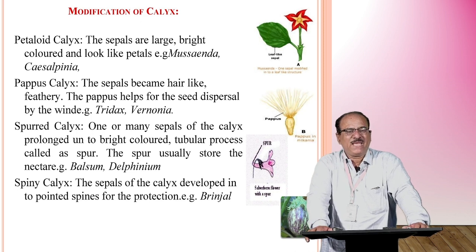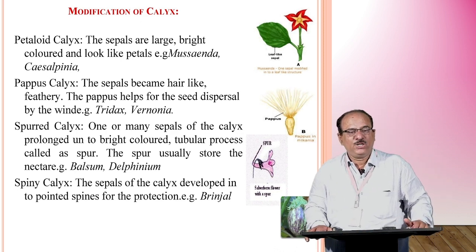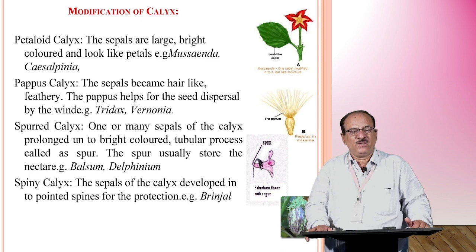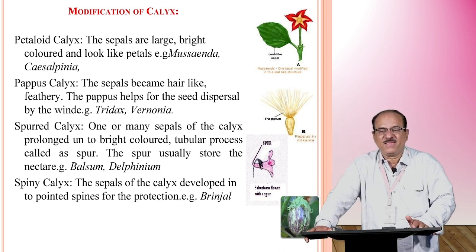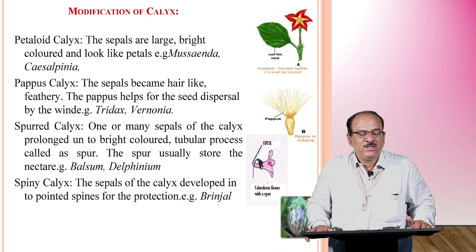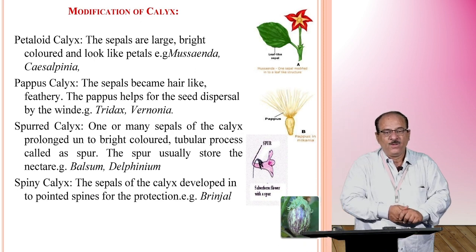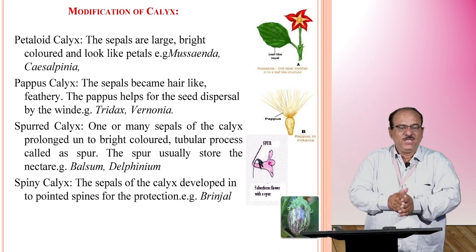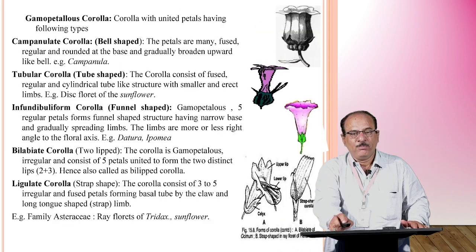Then we have the spurred calyx. The sepals of the calyx become prolonged, bright in color, having a tubular structure called the spur. The spur stores the nectar, as in the case of balsam or some of the orchids. The last one is the spiny calyx, where this calyx develops pointed spines for protection, as in the case of the brinjal.